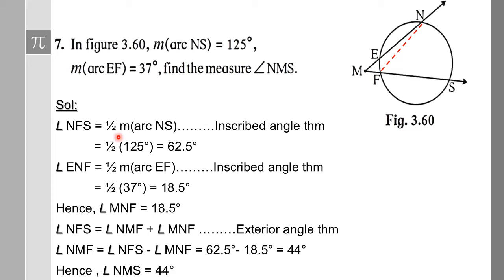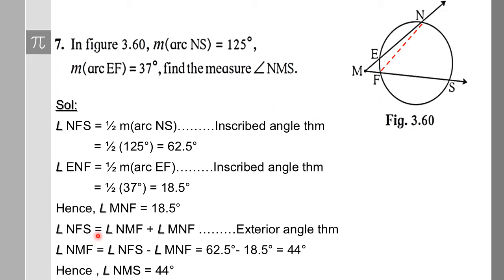So angle NFS, if you see this NFS, is an inscribed angle and its measure will be half of arc NS by the inscribed angle theorem. That is the first step. So angle NFS is 62.5 degrees. Next, angle ENF is an inscribed angle. So it is half of arc EF, half of 37 degrees, that is 18.5 degrees. Now if ENF is 18.5 degrees, then MNF is also 18.5 degrees. These are 2 different names for the same angle.